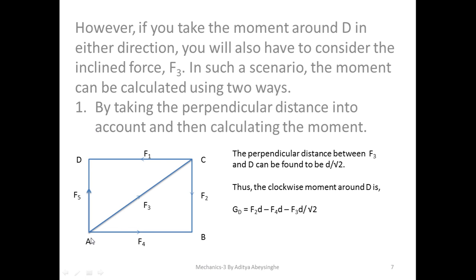And F3 also creates a moment around D in the counterclockwise or anti-clockwise direction. In this direction, this is the force. This force creates a moment in the anti-clockwise direction, so we have to subtract that, and that force is F3, and the perpendicular distance from F3 to D is D over root 2. So the final clockwise moment around D is as follows.